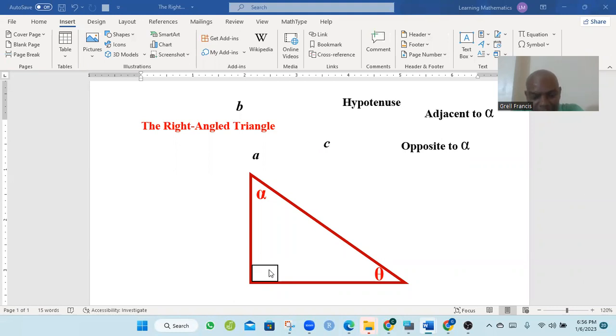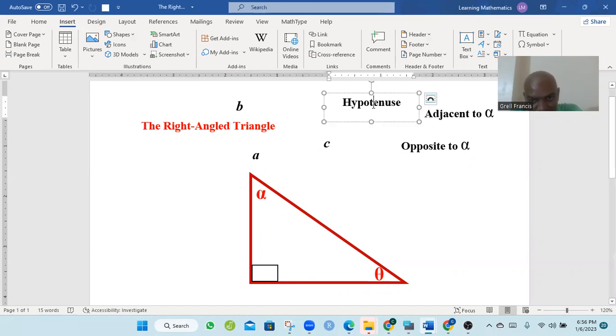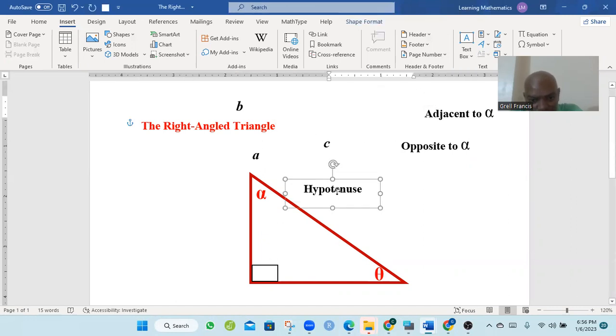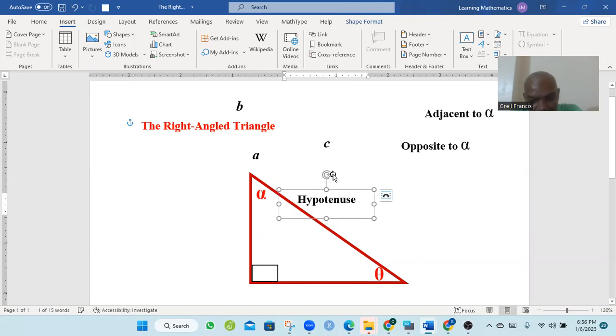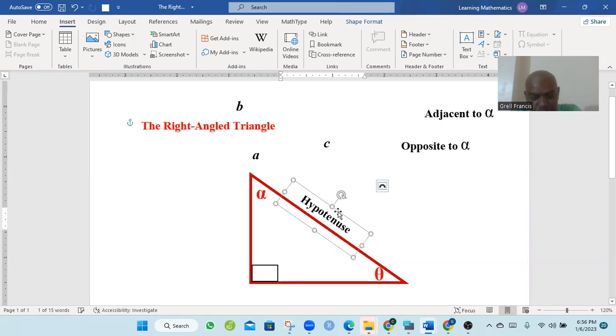Now, the side that is opposite, or away from, the 90 degrees, or you can say the side the box of the 90 degrees is pointing towards, is the hypotenuse. So the side that is always away from the box is always the hypotenuse. You can label this side the hypotenuse. The box is always pointing to it. Right. Now let's talk about this side here, that vertical side.